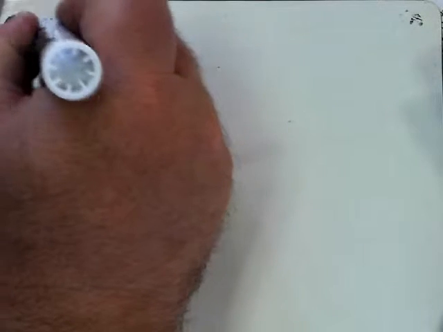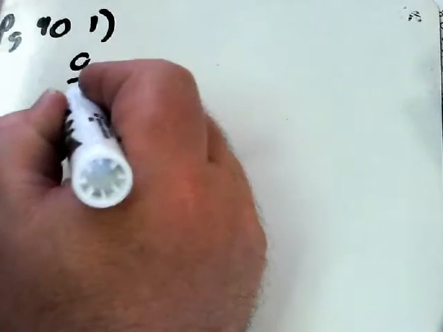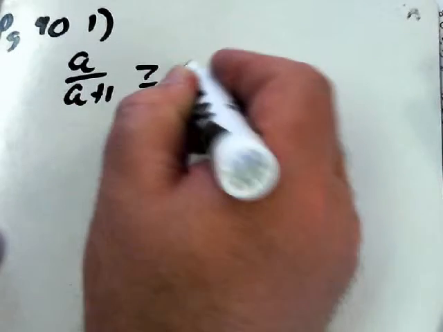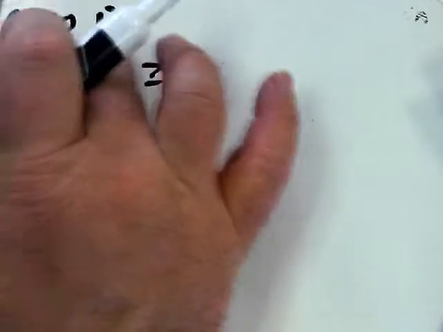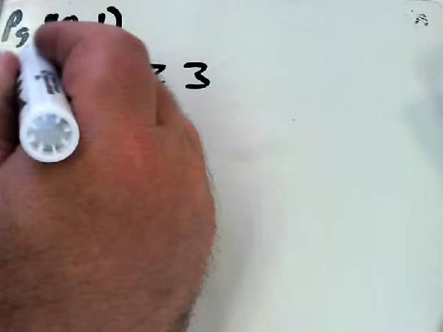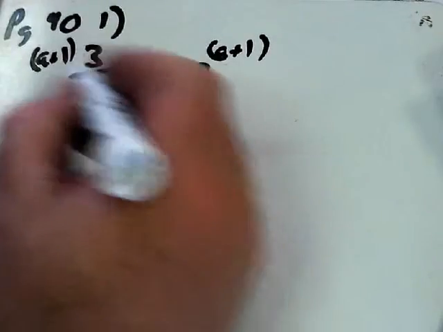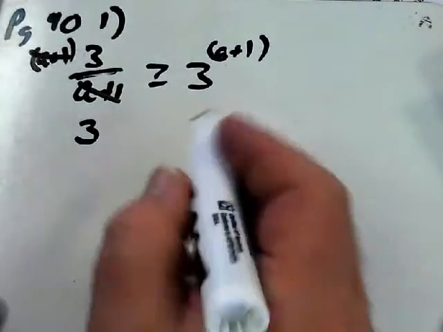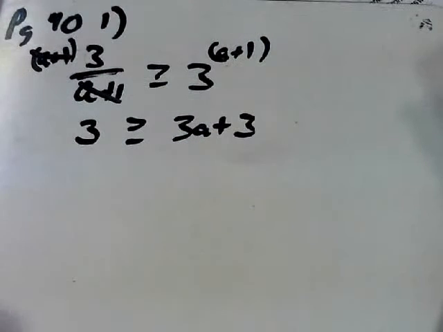So for doing this, this is page 40, number 1, which is a over a plus 1 is greater than or equal to 3. How about 3 over 3? Common denominator of a plus 1, a plus 1. This cancels, that cancels. I'm left with a 3 is greater than or equal to 3a plus 3. I multiplied right this time. I learned.